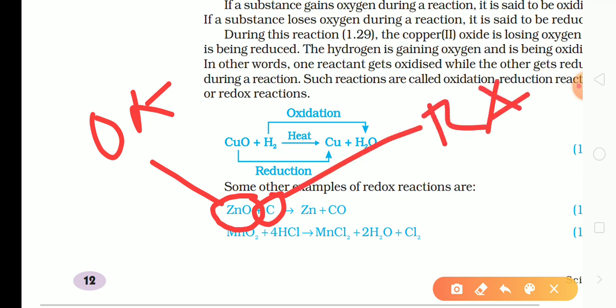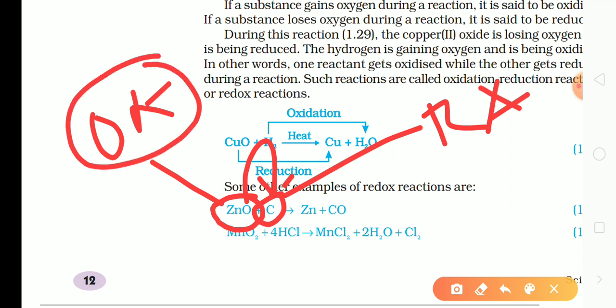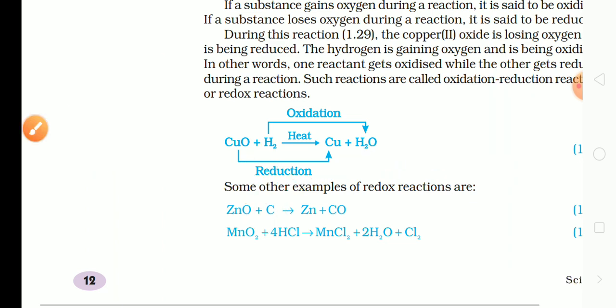So what is the meaning of oxidizing agent? A substance which is capable of giving oxygen. You can see ZnO is giving oxygen to carbon. So the substance which is capable of giving oxygen is called the oxidizing agent, and the substance which is helping the other to get reduced is called the reducing agent. You can see carbon is helping ZnO to lose its oxygen. So practice more, you can see several examples like this.